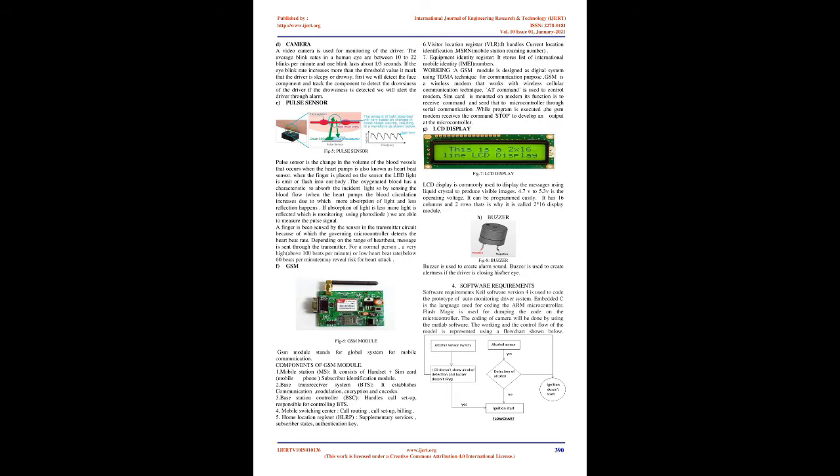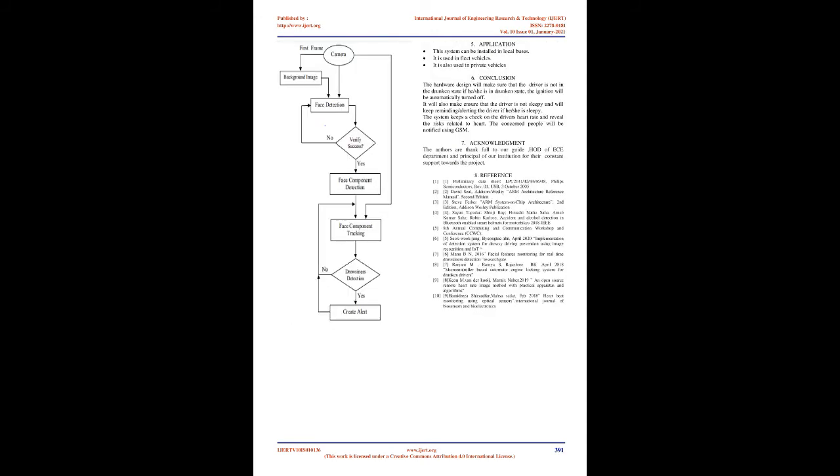A finger is sensed by the sensor in the transmitter circuit, because of which the governing microcontroller detects the heartbeat rate. Depending on the range of the heartbeat, a message is sent through the transmitter. For a normal person, a very high heartbeat rate, above 100 beats per minute, or a low heartbeat rate, below 60 beats per minute, may reveal a risk of heart attack.